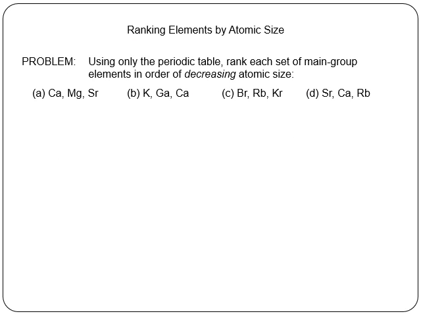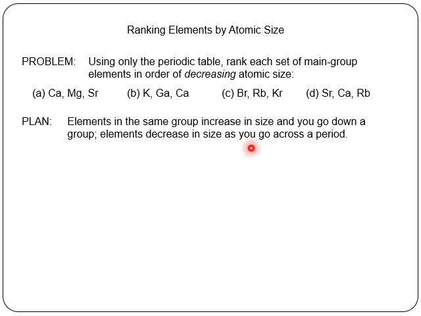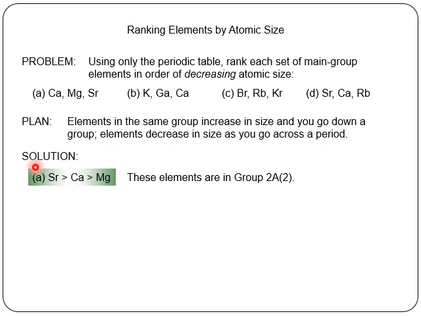I want you to do this exercise. Using only the periodic table, rank each set of main group elements in order of decreasing atomic radius. We have calcium, magnesium and strontium, all from group 2. As we go down the group, what will happen? The element increases in size as you go down the group, but decreases in size as you go across the period. So strontium is much bigger than calcium, and calcium is bigger than magnesium. This is group 2.